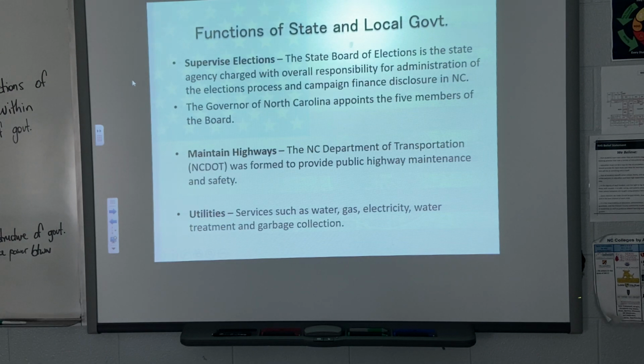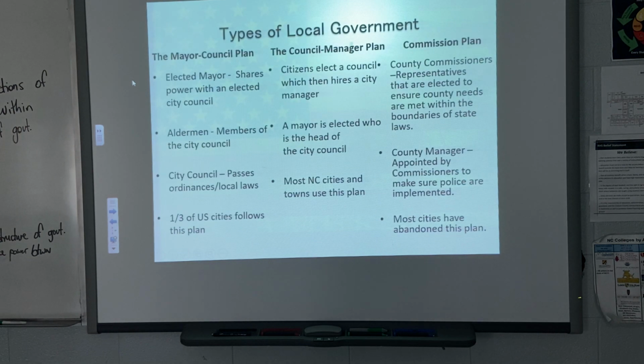Okay, so just some examples here of state and local governments at work. Mayor council plan: an elected mayor shares power with an elected city council. Aldermen, members of the city council, pass the ordinances, the local laws. A third of U.S. cities follow this plan. These are types of local government that you see here. The mayor council plan is really a type of local government that large scale cities adopt.